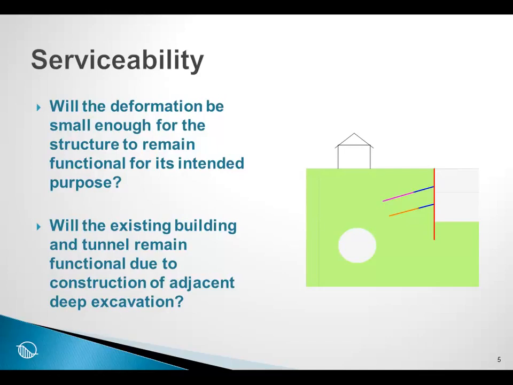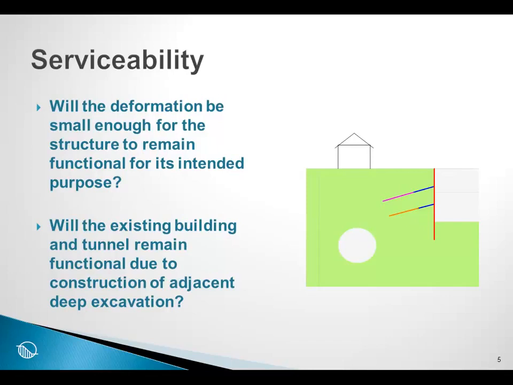When we make this deep excavation, tieback excavation, will it be such that the deformation of the building will not be so high that we can no longer close the windows or the doors, for example? Because if the deformations reach the point where this happens, then the building is no longer functional. The building may not have fallen down, but it is not functional. And so when we construct the deep excavation, we must ensure that the deformation of the building will be small enough such that it can still serve its intended function.